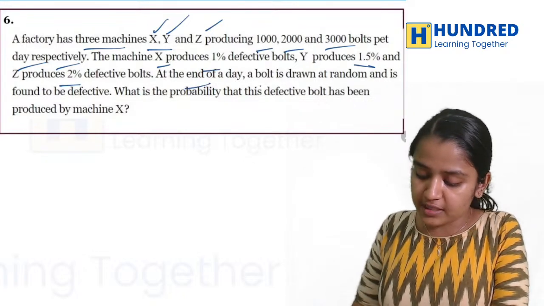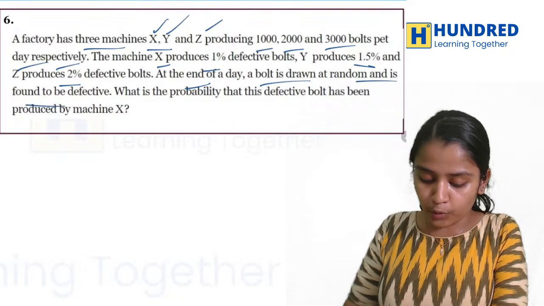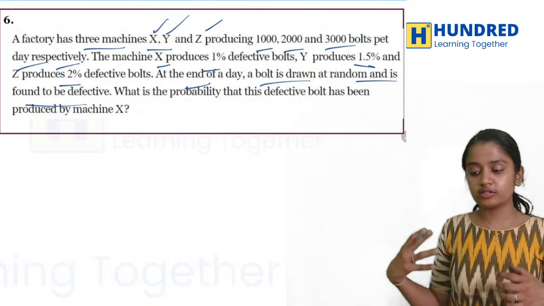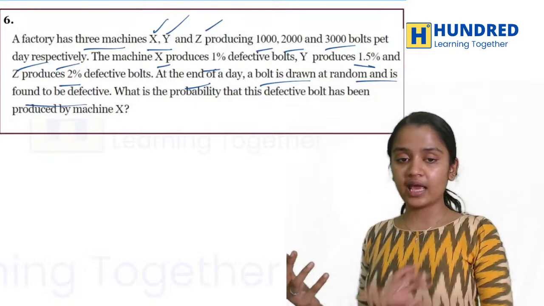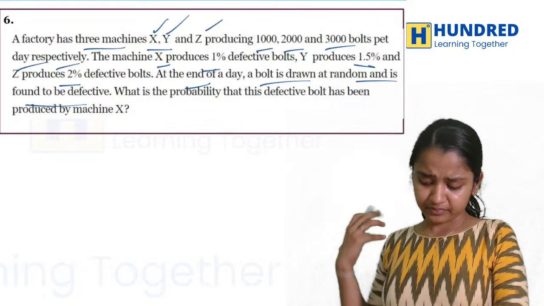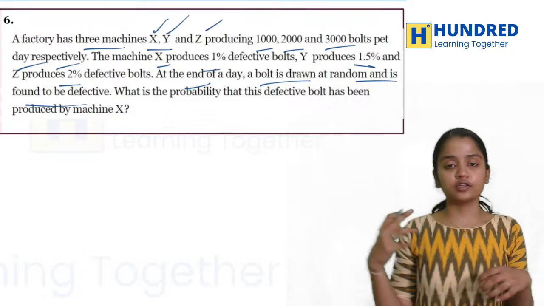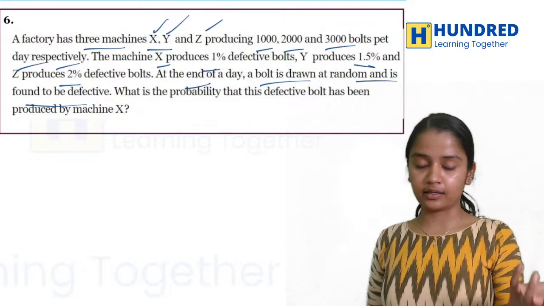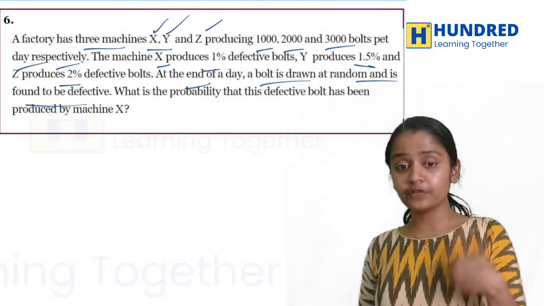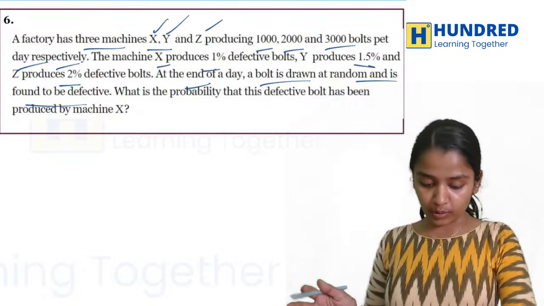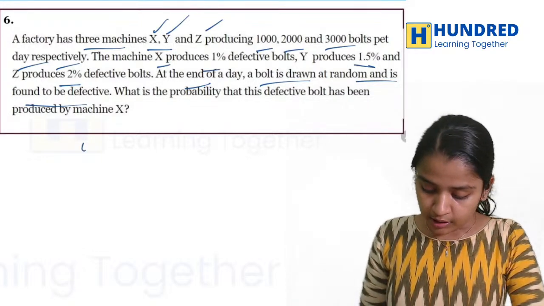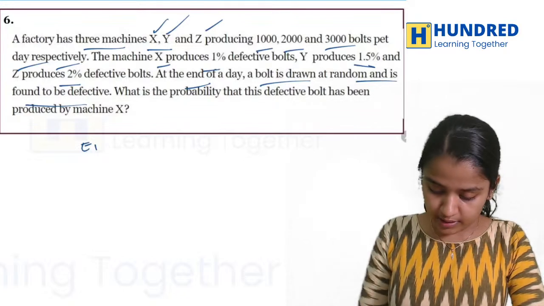At the end of the day a bolt is drawn and is found to be defective. So உங்களுக்கு வந்து மொத்தம் 3 இவென்ட், நாலாவது ஒரு A வந்துட்டு ஒரு டிஃபெக்டிவா இருக்கணும். ஓகேவா? சோ டிஃபெக்டிவ் ப்ராடக்ட் வந்து மிஷின் X ல இருந்து எடுக்கிறது தான் ப்ராபபிலிட்டி. டிஃபெக்டிவ் ப்ராடக்ட் எடுக்கணும், அது from மிஷின் X, அதான் என்னன்னு கண்டுபிடிக்கணும். ஓகே, சோ பேசிக்கலி E1 basically I'll just keep it as X.